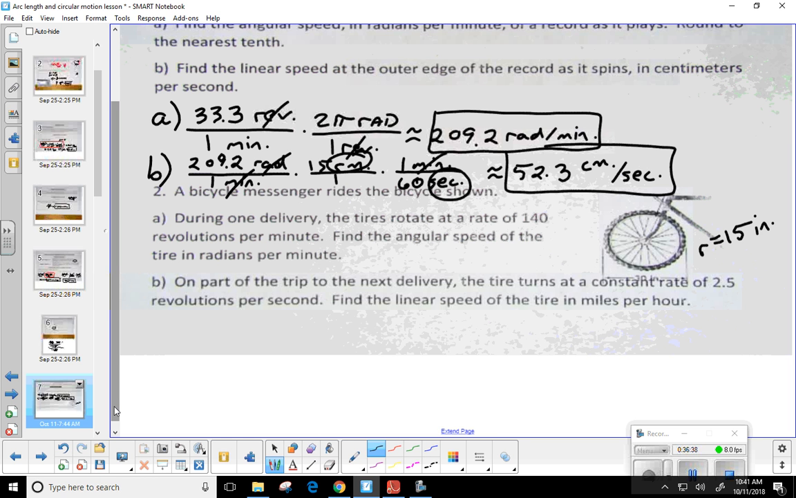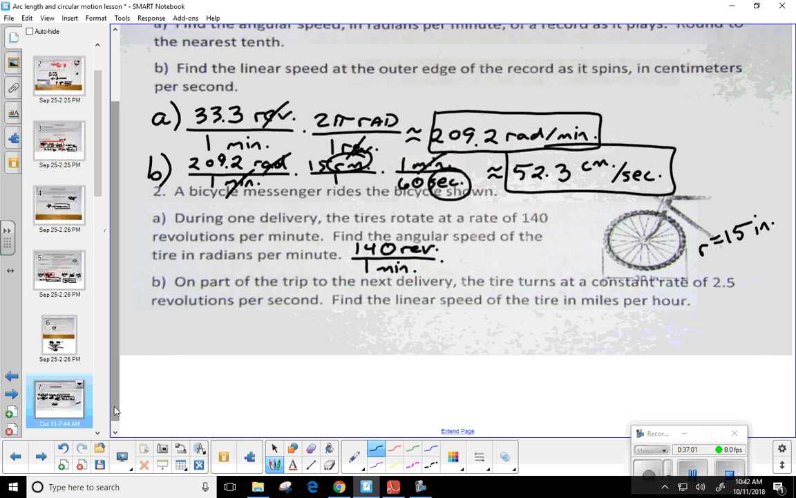Okay, so somebody help me play catch up to the rest of you. How would I start this? How would I find the angular velocity? Okay, so you always start with the revolutions per time. So we have 140 revolutions in 1 minute. And then I got to do something?